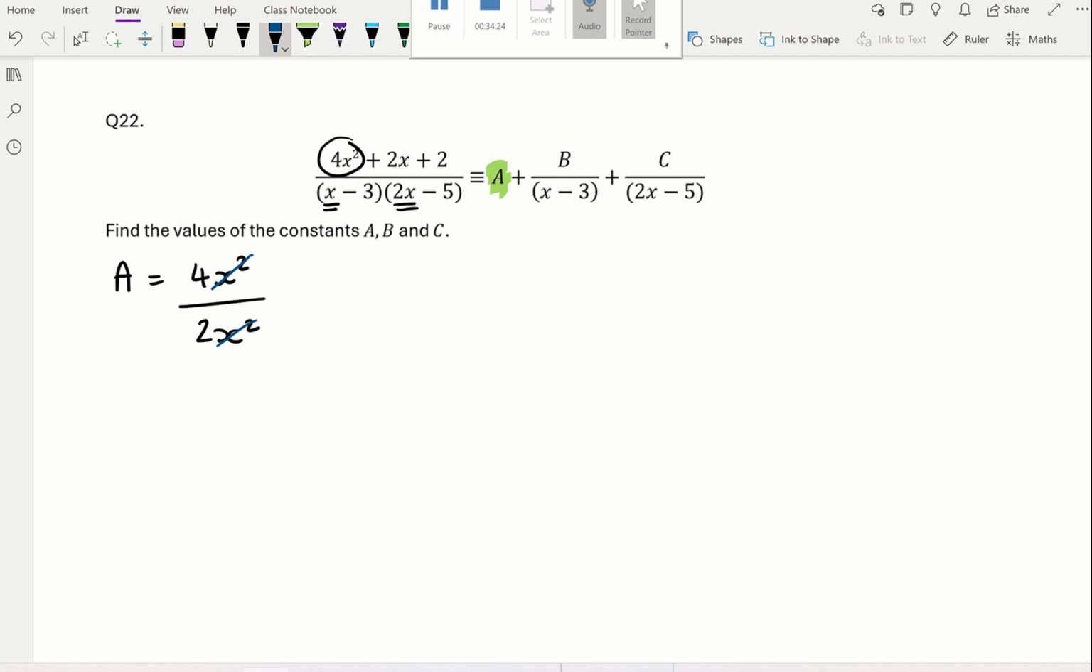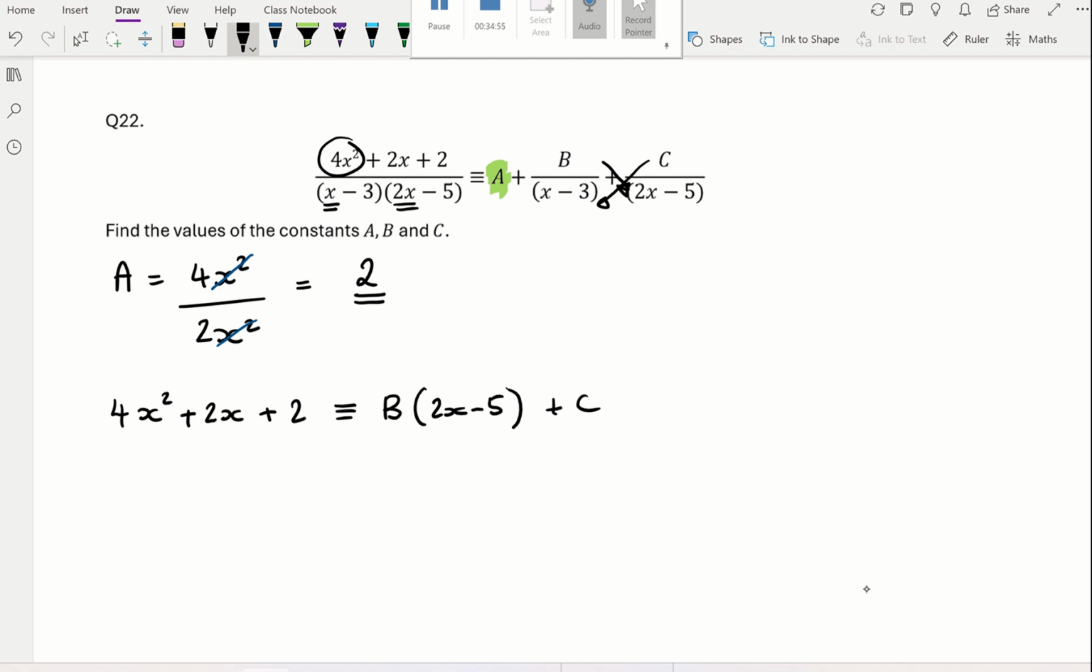x squared divided by x squared cancels. 4 divided by 2 equals 2. So a equals 2. So the first thing I would do is find the constant. Then I would answer normally. So I'm going to put the numerator and I will equate that to b times the denominator, 2x minus 5, plus c times the opposite denominator.